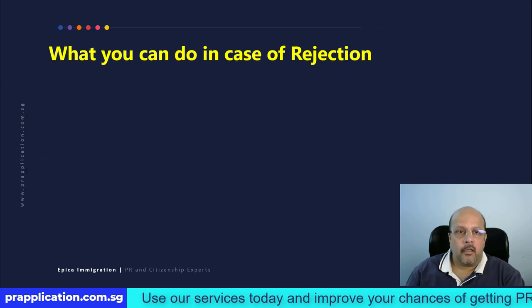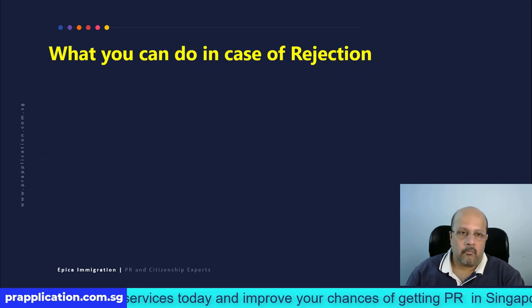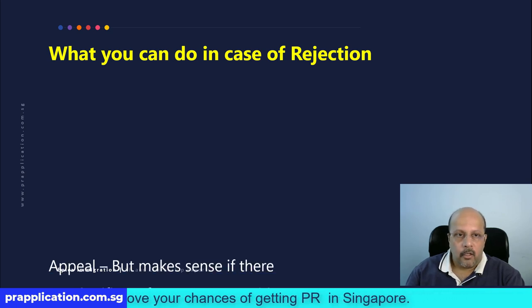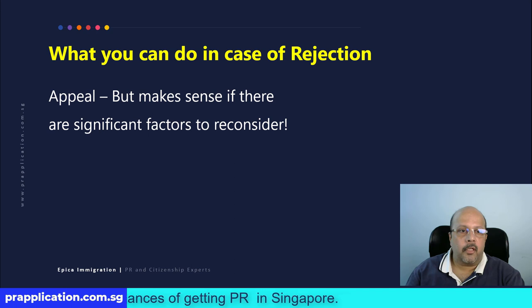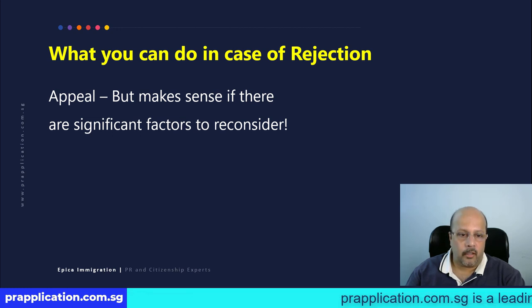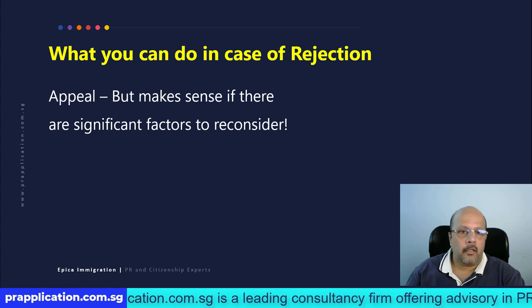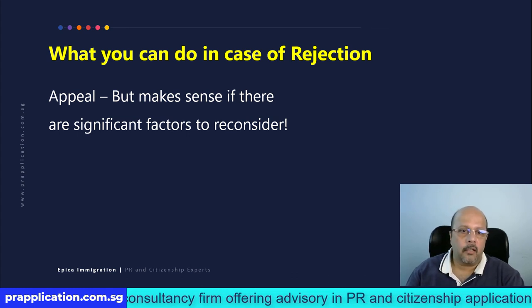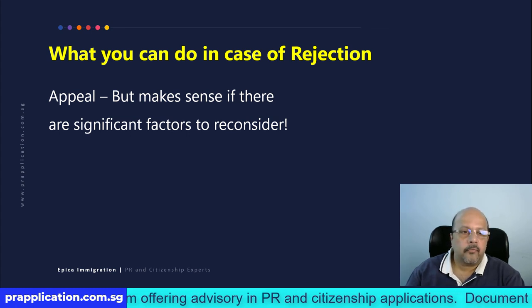Now, the next point is what can you do in case of rejection? So, you have applied, but ICA rejected your case. There are two options and the first option is you can file an appeal. But it makes sense to file an appeal only if you can bring in some new significant factors to reconsider. Unless there is any reason for ICA to change their stance, there is no point in filing an appeal.